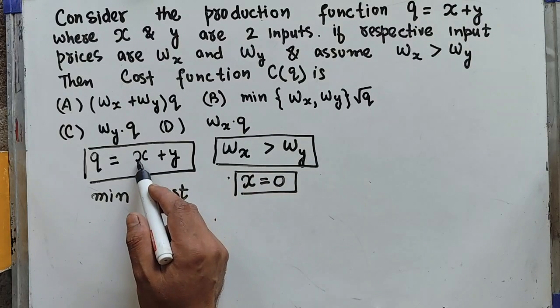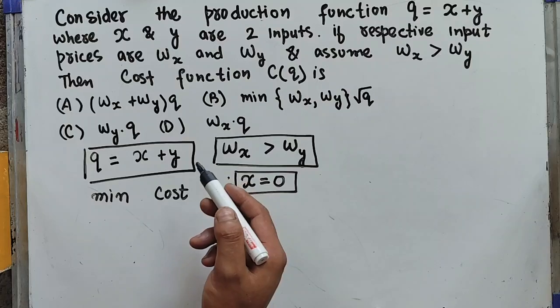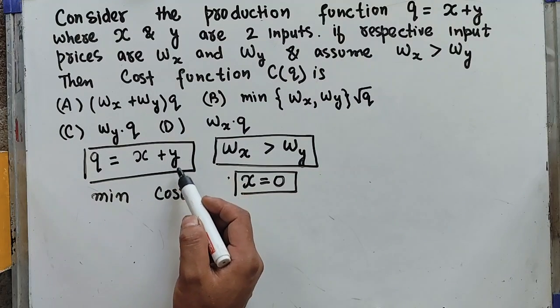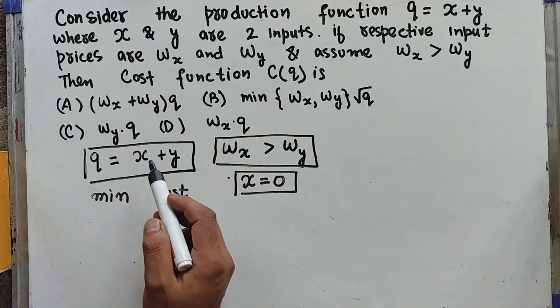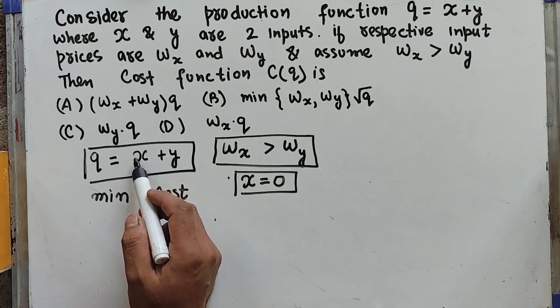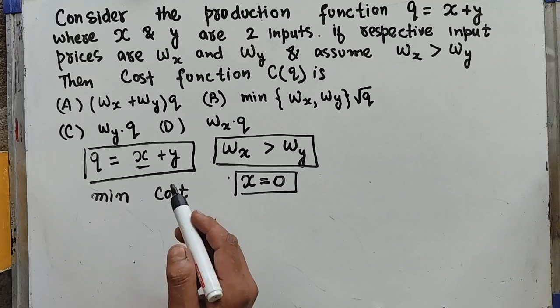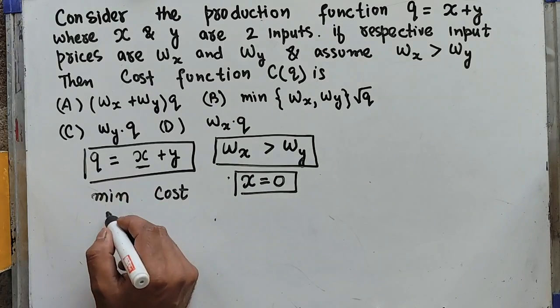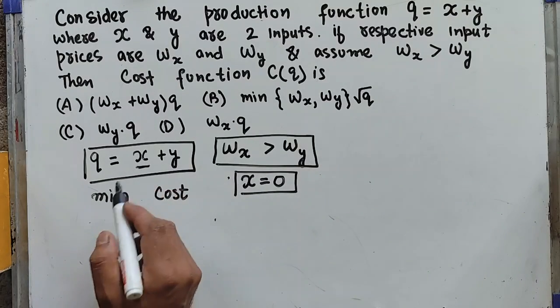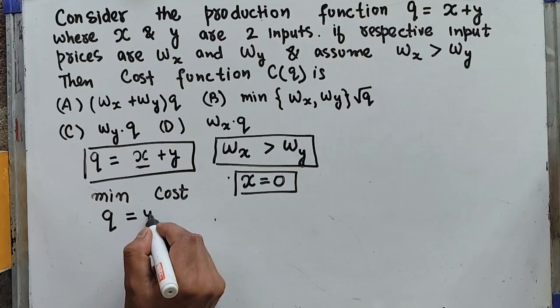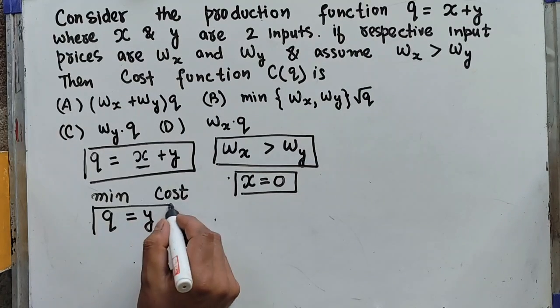And since we have the perfect substitute production function, we can produce Q units of output either using input X or input Y, or a combination of both. Since input Y is cheaper than input X, we will not use input X at all. Having said that, if I put X equal to 0 in this production function, our output will be a function of input Y only.